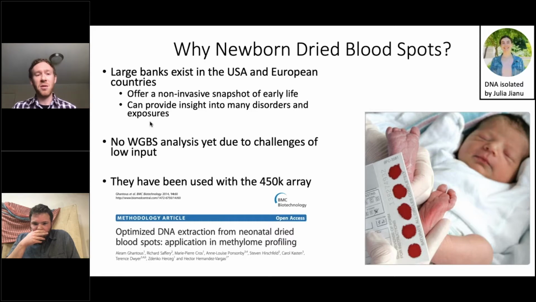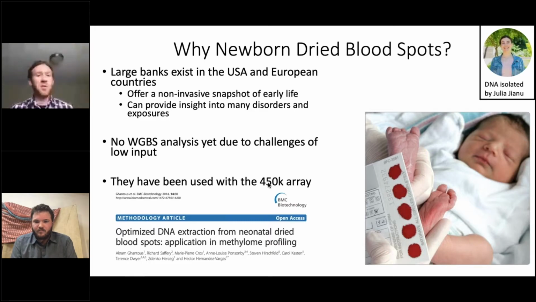However, there hasn't yet been a whole genome bisulfite sequencing analysis due to the low input challenges and the degraded DNA that is inherent to these dried blood spots that have been archived for a long amount of time. However, there have been some studies showing that they can be used for the 450K array. So we took one of these protocols that had optimized the DNA extraction and further modified it to go even lower on the input and use that for whole genome bisulfite sequencing.